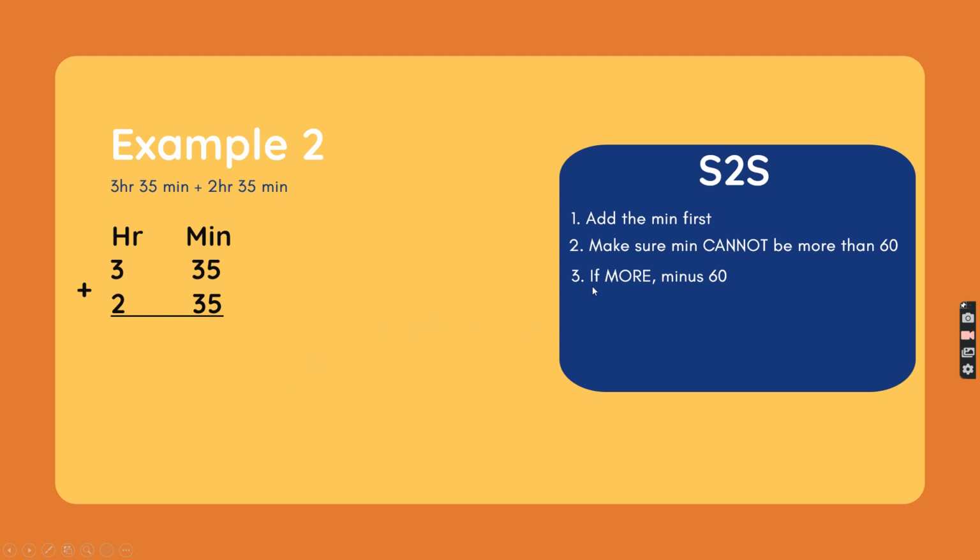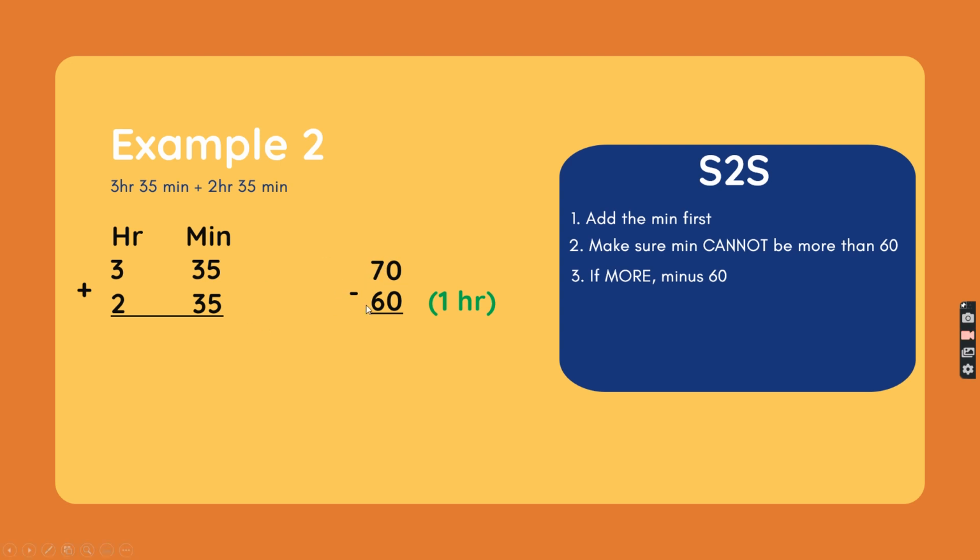That leads us to S2S number 3. If more, we need to minus 60. So what do we minus 60 just now? We're going to take the 70, our answer right here just now, then we're going to minus it with 60. Now why 60? Because 60 is the maximum minute for 1 hour. So 60 means minute. This is the minute column. Minute, 60, this means 1 hour. Okay, we all know that 1 hour equals 60.